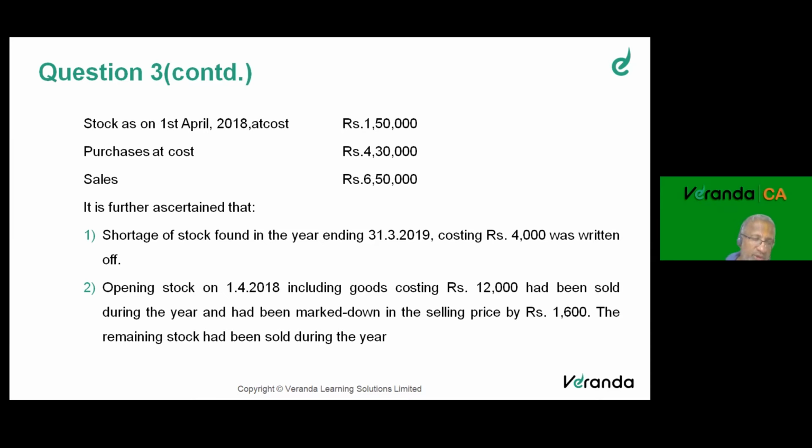What is that? A shortage of stock found, costing 4,000, was written off. This is an accidental loss. Opening stock, including goods costing 12,000 that has been sold during the period, has been marked down in the selling price by 1,600.